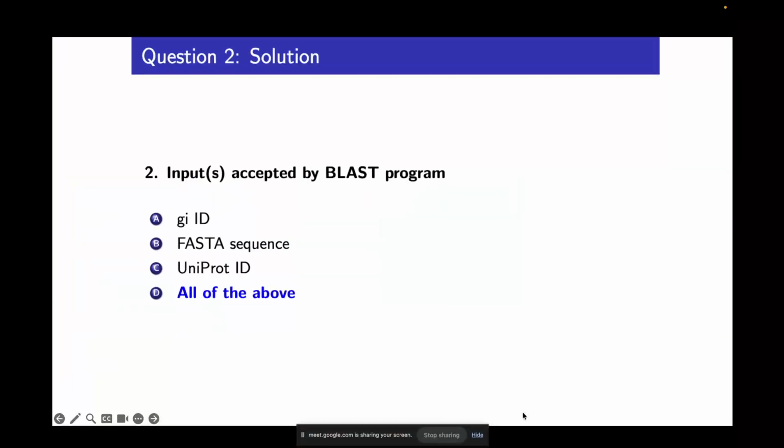Yeah, the answer is all. The GI ID, by the way, is Gene Info ID. This is an NCBI ID. FASTA sequence, I hope you know. It's basically a format in which a sequence of amino acids or sequence of DNA is written, and UniProt is the database for the proteins, and the ID of that is also accepted.